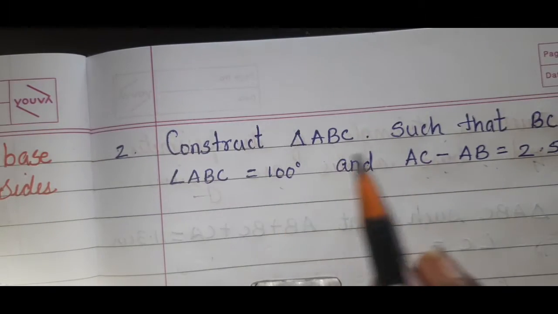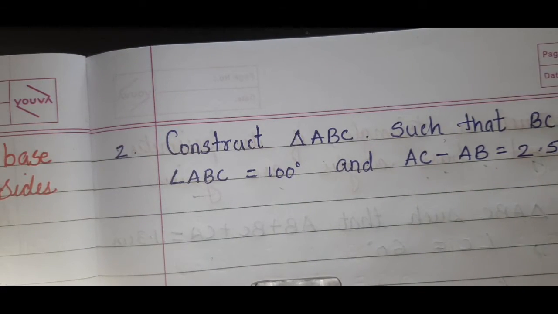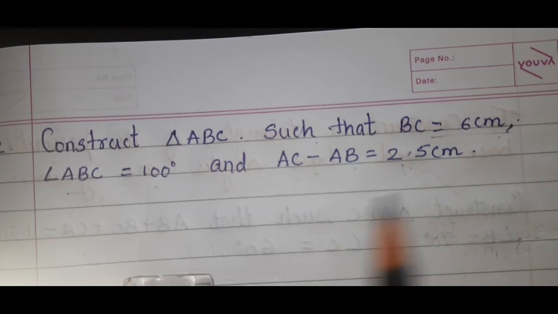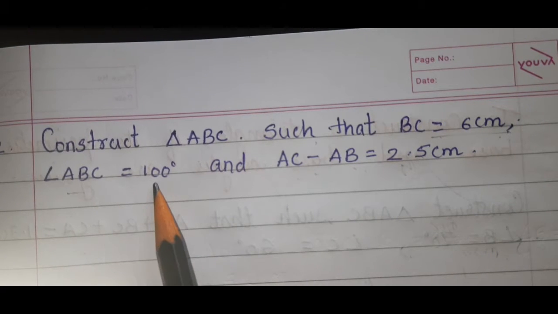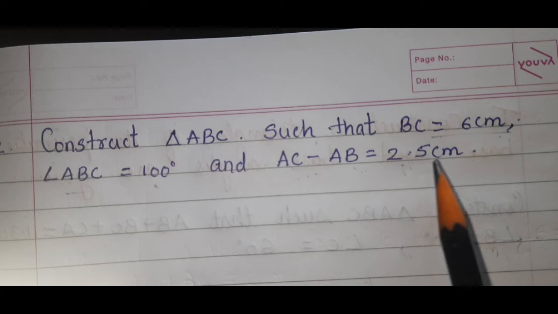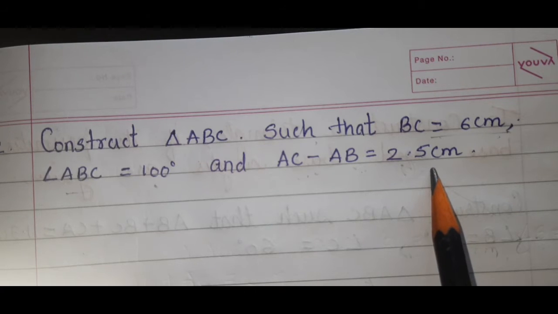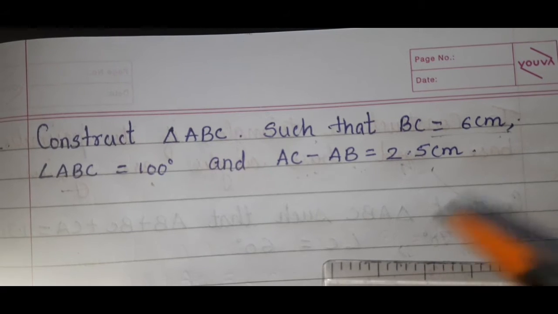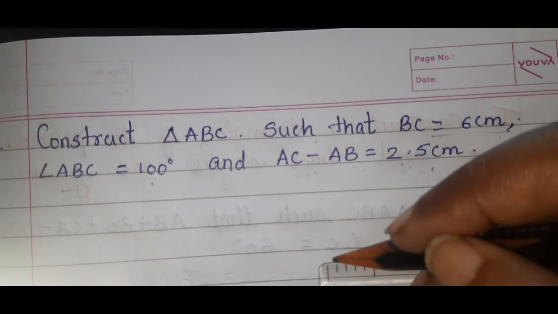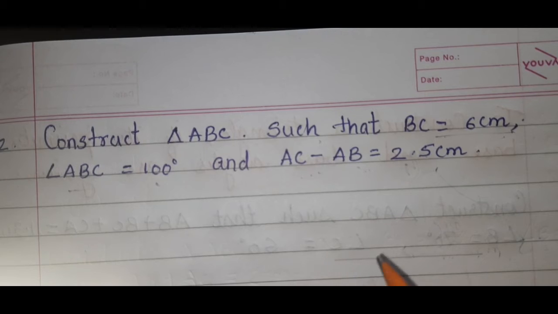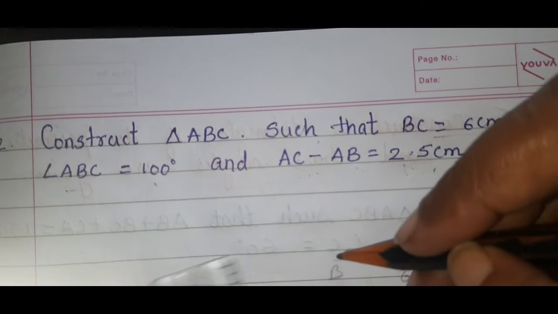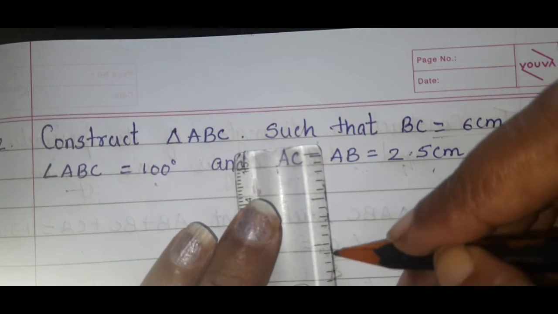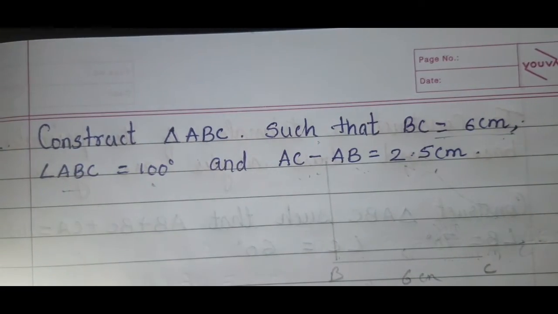Okay, now the example is: construct triangle ABC such that BC is given as 6 centimeter, angle ABC is 100 degrees, and AC minus AB is given as 2.5 centimeter. Here we will just draw the rough figure so that we'll have the idea what things are to be taken. So this is BC, equal to 6 centimeter. Then angle B, naturally it is more than 90 degrees, so it will be somewhat like this.